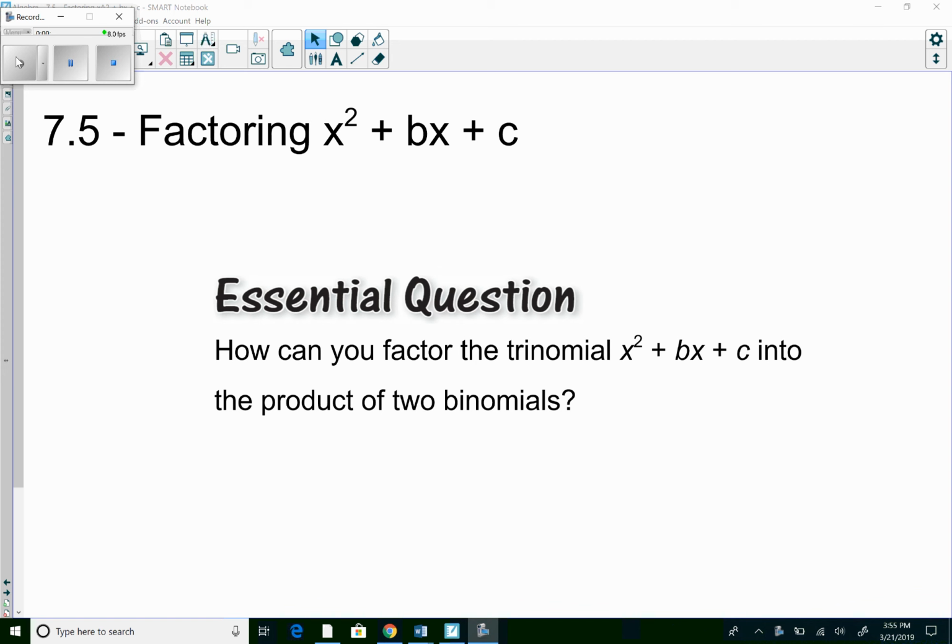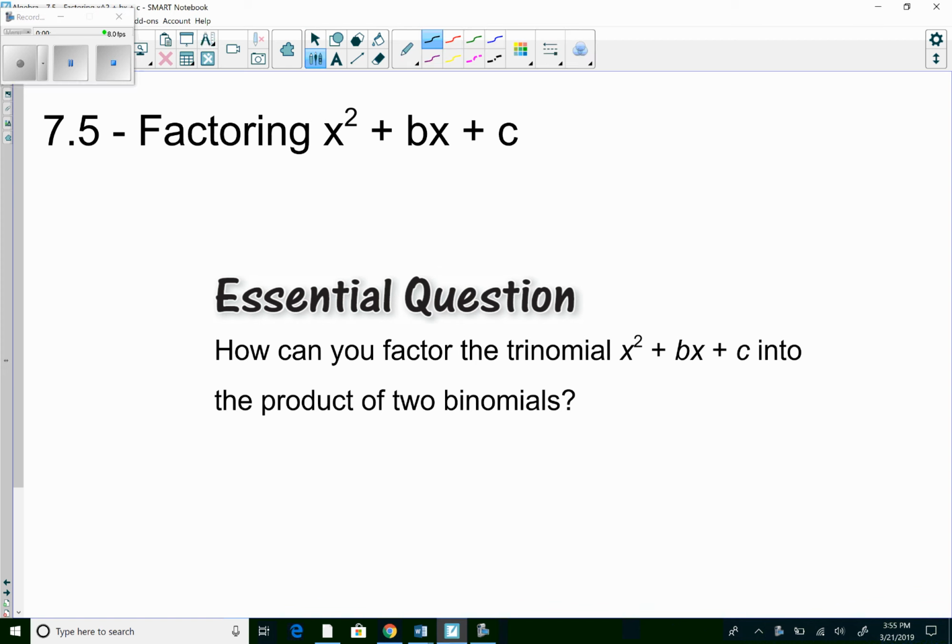Here's our lesson for today. Hopefully you guys get this watched before class tomorrow so that you can work on the assignment in class. So here's what we're looking at today. We are going to be factoring polynomials that are in the form of x squared plus bx plus c.